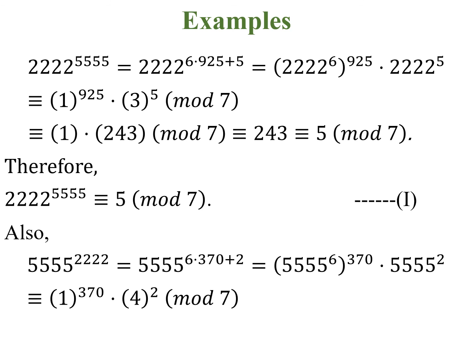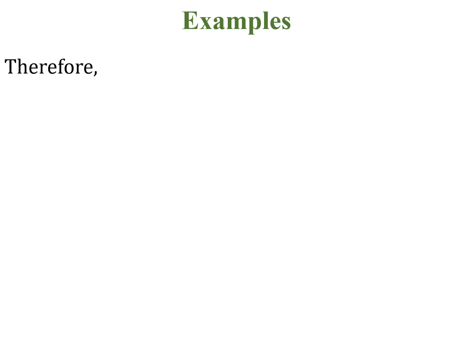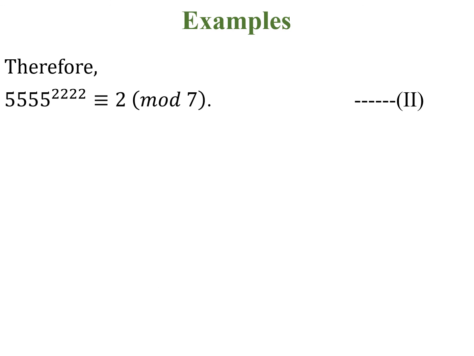1 raised to 370 is 1 into 4 square is 16. So it will be 1 into 16. 16 is congruent to 16 modulo 7, and when we divide 16 by 7, 7 2s are 14. 2 will be the remainder of this. It will be congruent to 2 modulo 7. In this way, we can say 5555 raised to 2222 is congruent to 2 modulo 7.